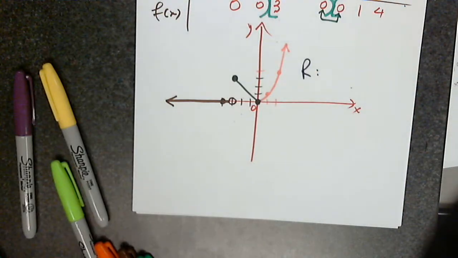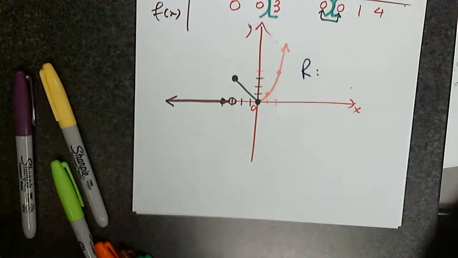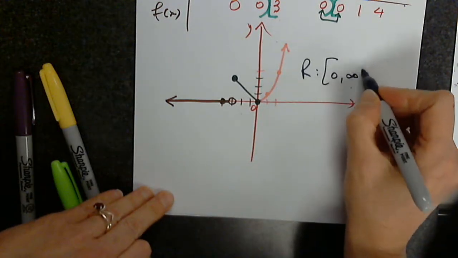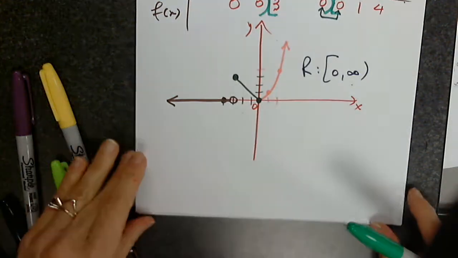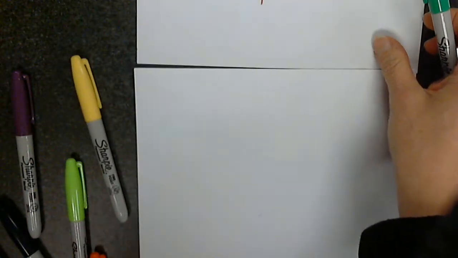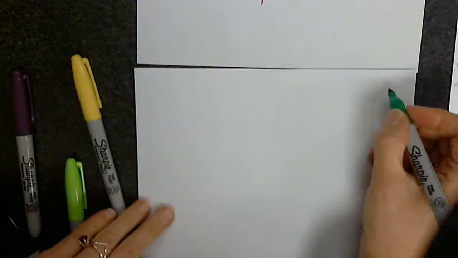Perfect. Can anyone give us the range? 0, perfect. From the lowest y value to the largest y value. Perfect. Any questions? Let me continue and then we'll come back at the end and do more and more, because I need to talk about the difference quotient. Okay?